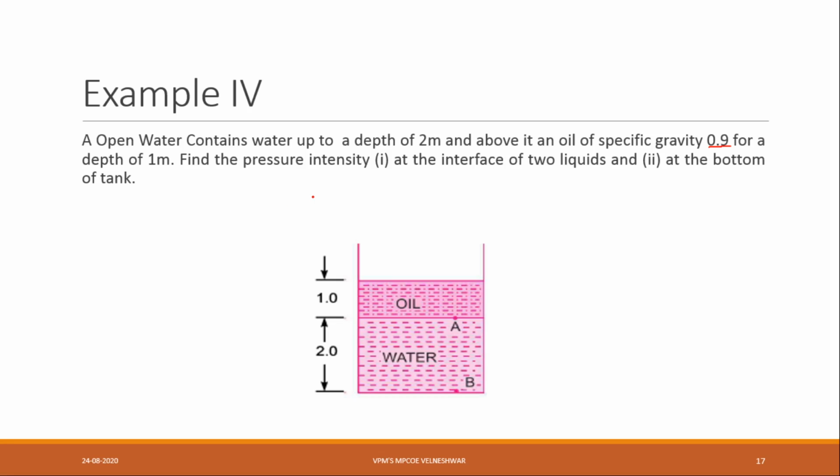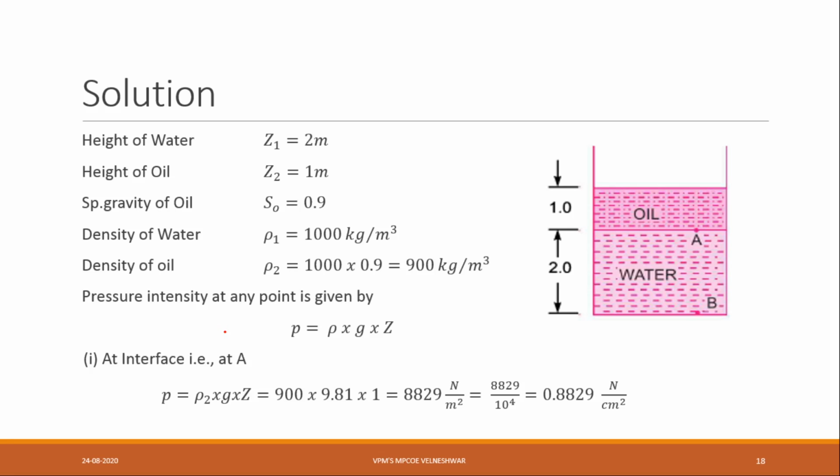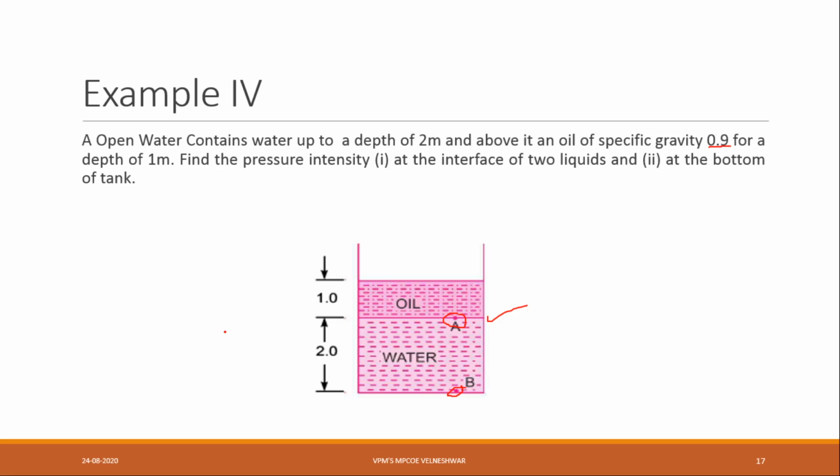Now find the pressure intensity at the interface of two liquids. The interface of two liquids is my A location. At this location we have to find the pressure, and at the bottom of the tank we also have to find the pressure, that is pressure at A and pressure at B. Both pressures we have to find here. Now the solution. What is the height of water here? 2 meter. Height of oil 1 meter. Specific gravity of oil is 0.9, as given here.